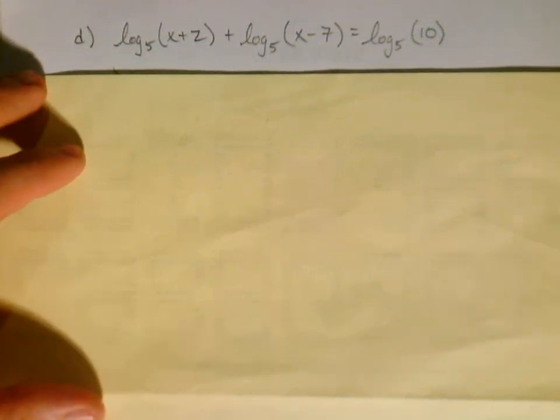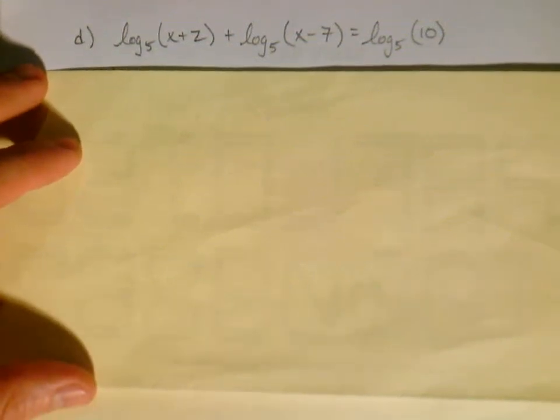Here it is, our last example in the chapter is this beast. We've got 3 logs. Here we go. It's the log of x plus 2 with base 5 plus the log of x minus 7 with base 5 equals the log of 10 with base 5. Okay, so where do we get started here?